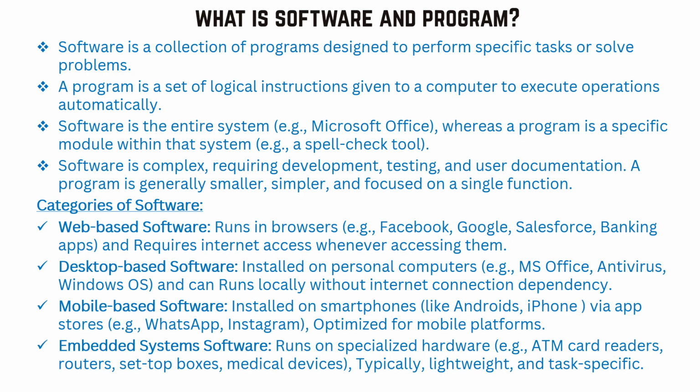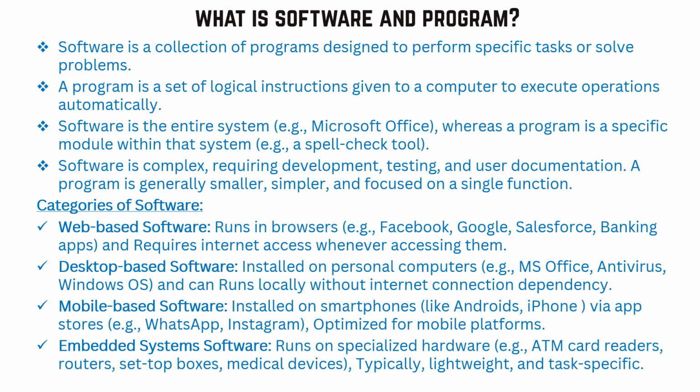Then desktop-based software is primarily installed on a personal computer, like antivirus, Windows, different operating systems, MS Office, etc., and can run locally without internet connection dependency. So whenever you need to install it, at that time the internet connection might be required. After that, even without an internet connection you can still install it and proceed with your work with this desktop-based software. Then mobile-based software is there.